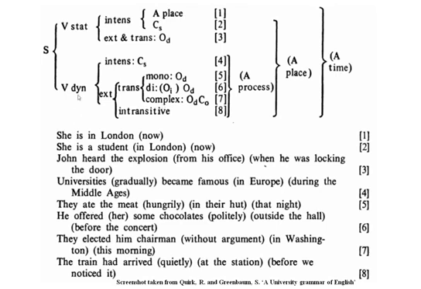So ate here is a dynamic verb. It is extensive because it's followed by an object, so it's transitive. And since we do have only one object, it is a monotransitive extensive dynamic verb.